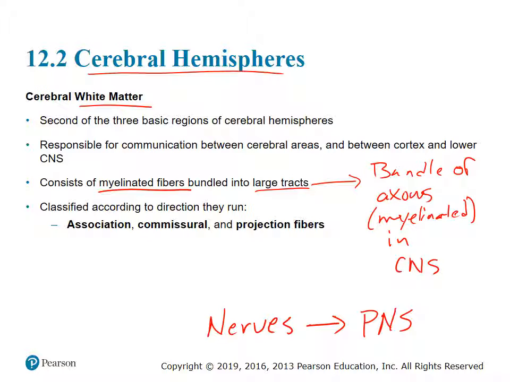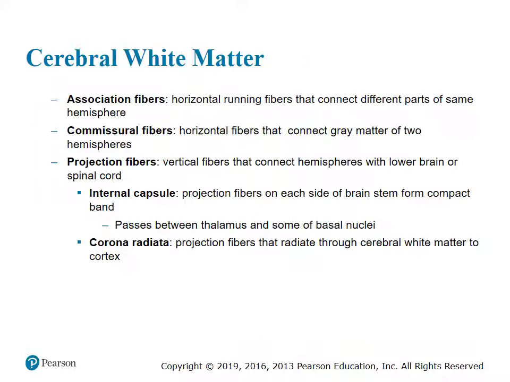So there's three main tracts, if you will, of the cerebral white matter. They are grouped depending on the location or the direction that they run, right? So there's an association tract, commissural tract, and projection tract or fibers, okay? The association fibers run horizontal. They connect the different parts of the same hemisphere. So there are going to be association fibers on the left, association fibers on the right.